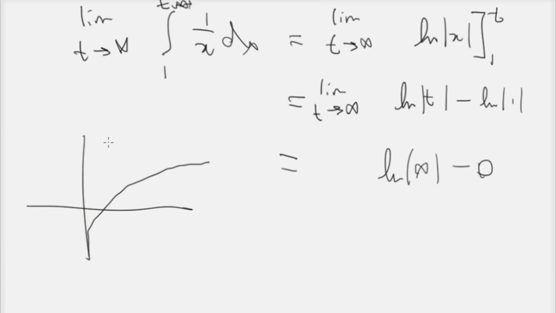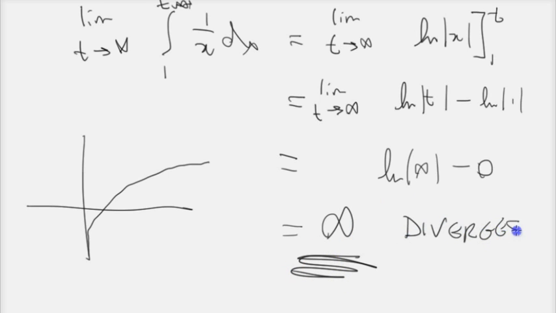It'll never converge at a single value like logistic growth or anything like that. It'll keep going up and up slowly, but it'll keep going. So the natural log of infinity is equal to infinity. So we'll get an infinity right here. Since that's not an actual number, that means this integral diverges. So remember that on an infinite interval, 1 over x diverges, but 1 over x squared converges.